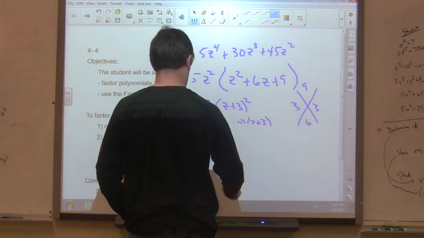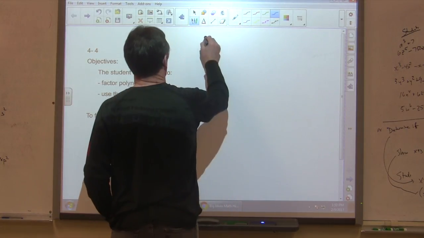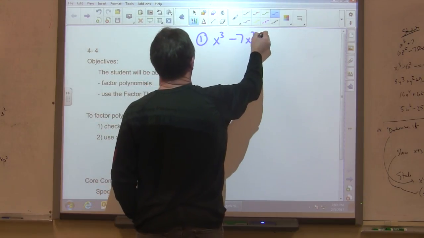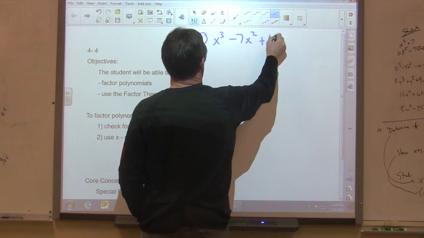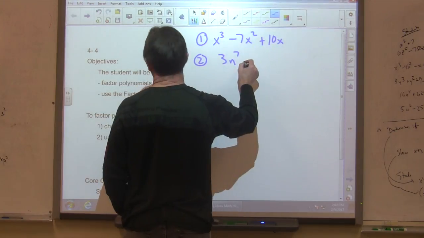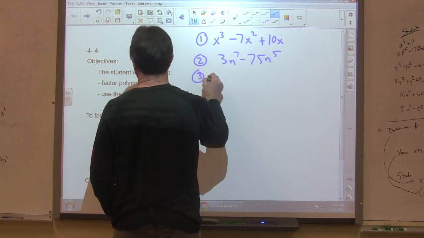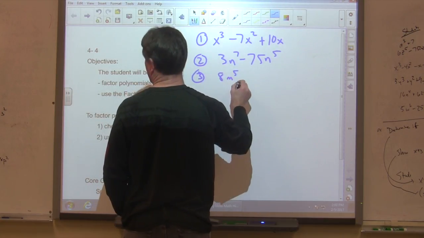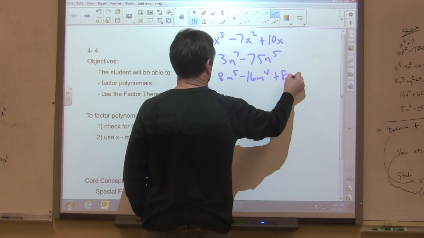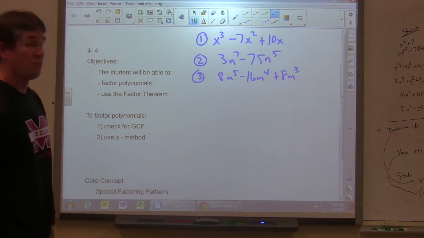So I'd like you to try these 3 problems. First one, x cubed minus 7x squared plus 10x. The second one, 3n to the 7th minus 75n to the 5th. And the third one, 8m to the 5th minus 16m to the 4th plus 8m to the 3rd. So again, pause the video here, try all three of these, and then come back and I'll go through them so you can see if they're right.